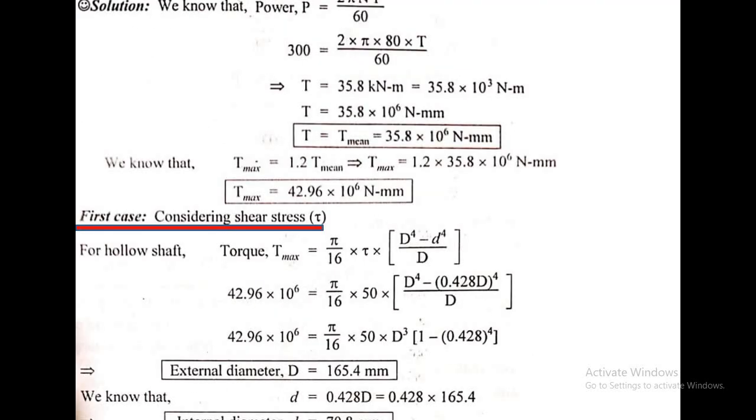As usual, you start from the power formula, P equals 2 pi NT by 60. Substitute in that, find the torque value, this is T mean. Once again do the calculation for T max, that is 1.2 T mean. You find T max as 42.96 into 10 power 6 Newton millimeter. Then use the first case, the basic formula for torque: T max equals pi by 16 tau into D power 4 minus d power 4 divided by D. Substitute and find the values of capital D and small d. That is going to be 165 and 70.